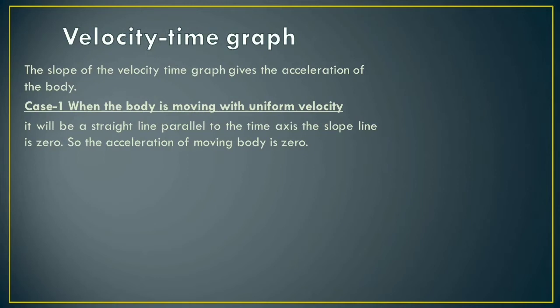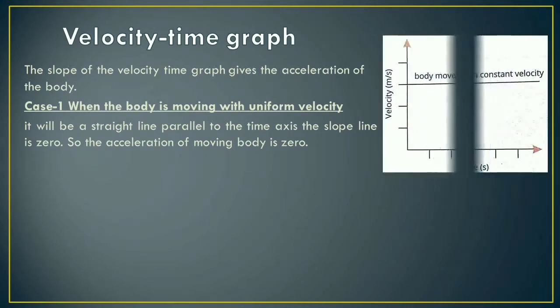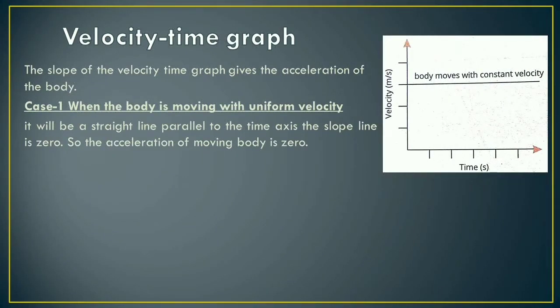So, our first case is when the body is moving with uniform velocity. The velocity time graph for a body moving with uniform, or we can say constant, velocity will be a straight line parallel to the time axis. You can see that in the first graph. Suppose the slope of the straight line is 0, that means there is no slope in that straight line, therefore the slope of the velocity time graph is also 0. The slope of the velocity time graph gives the acceleration of the body.